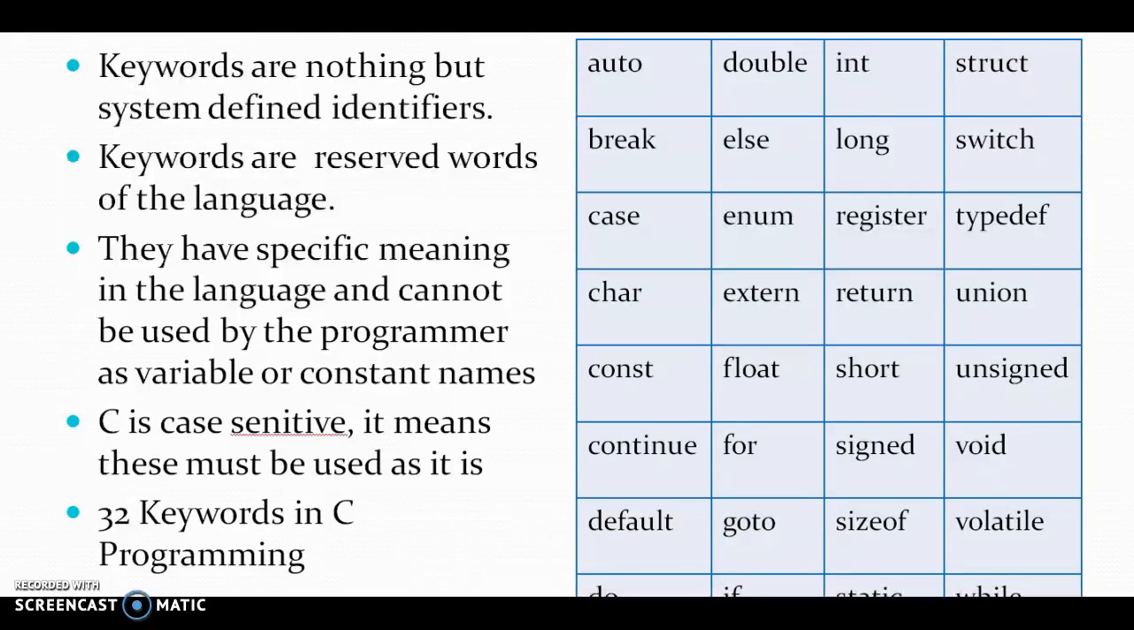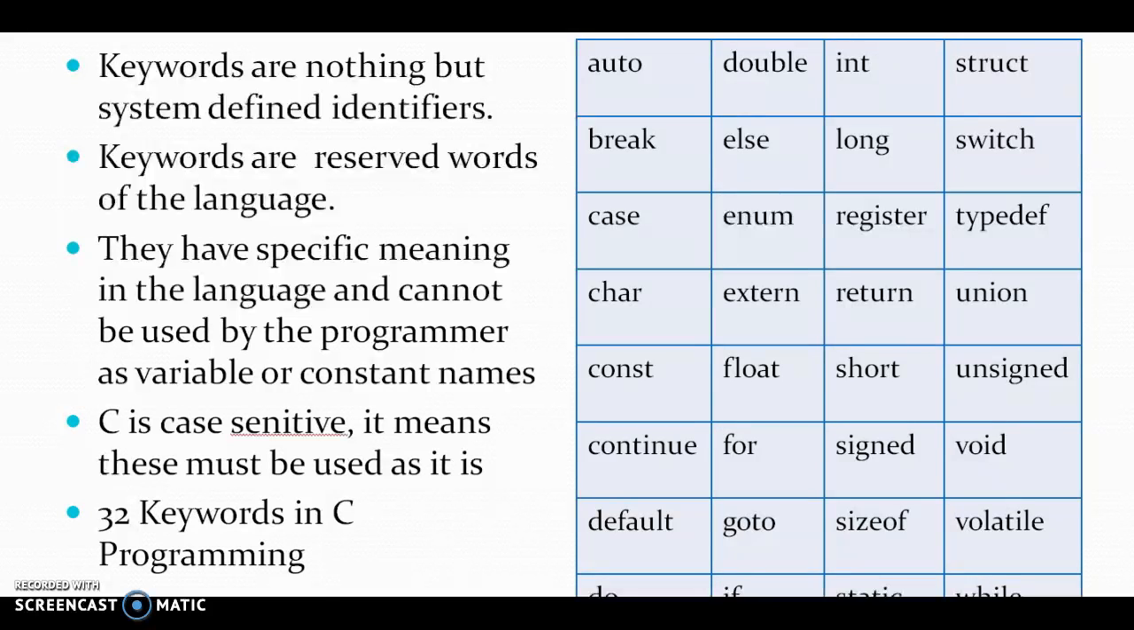C is case sensitive. It means it must be used as it is. For example, say there is a cat here, chair. It should be used with a cat itself. And as I said, there are 32 keywords in the C programming language. These are auto, double, struct, break, else, float, long, switch, case, enum, register, typedef. These all are predefined keywords in the C programming language.